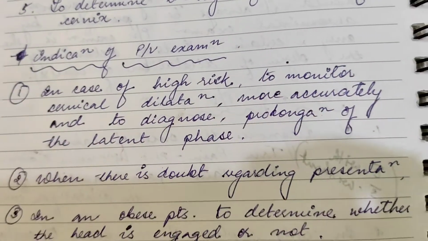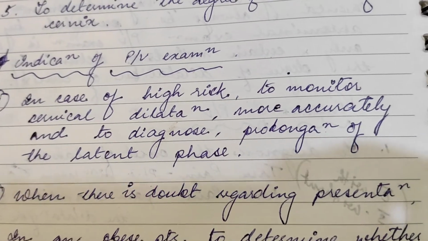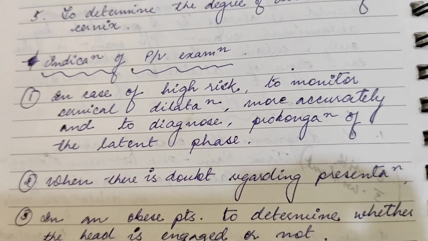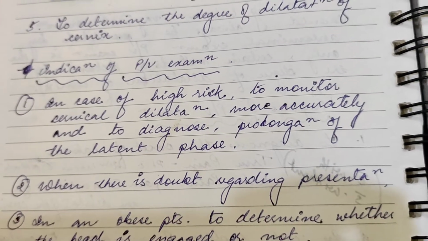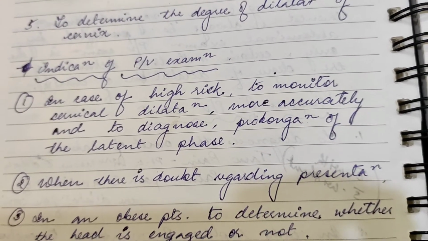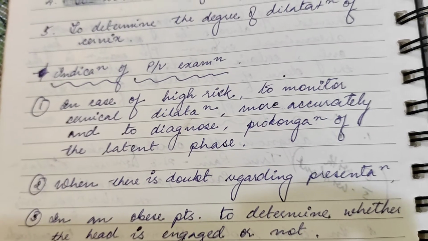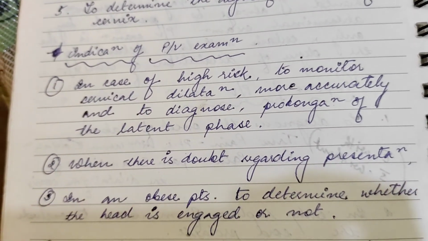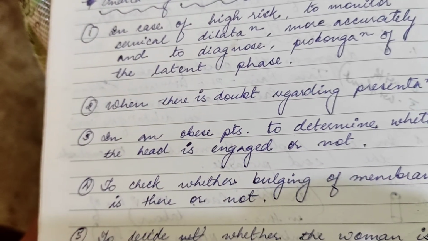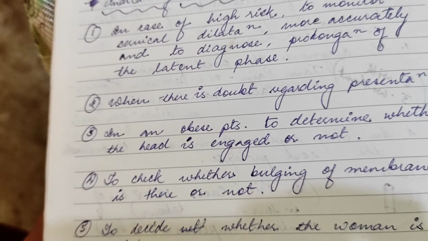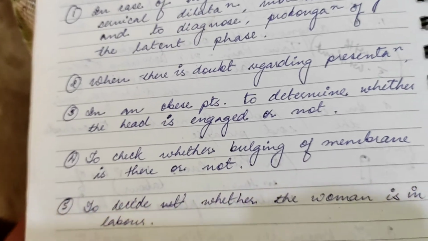Next comes the indication of the pervaginal examination, and the indications are: number 1, in case of high risk, to monitor cervical dilatation more accurately and to diagnose prolongation of the latent phase. Number 2, when there is doubt regarding presentation. Number 3, in an obese patient to determine whether the head is engaged or not.